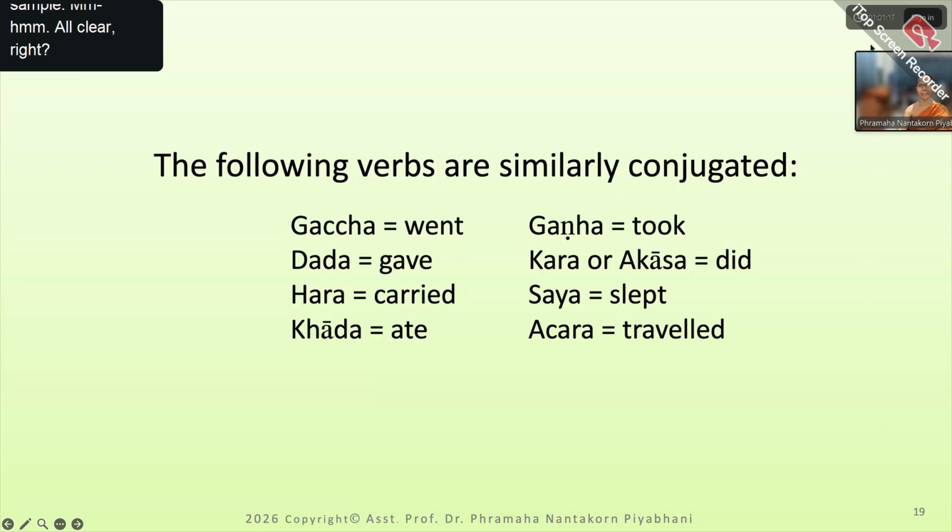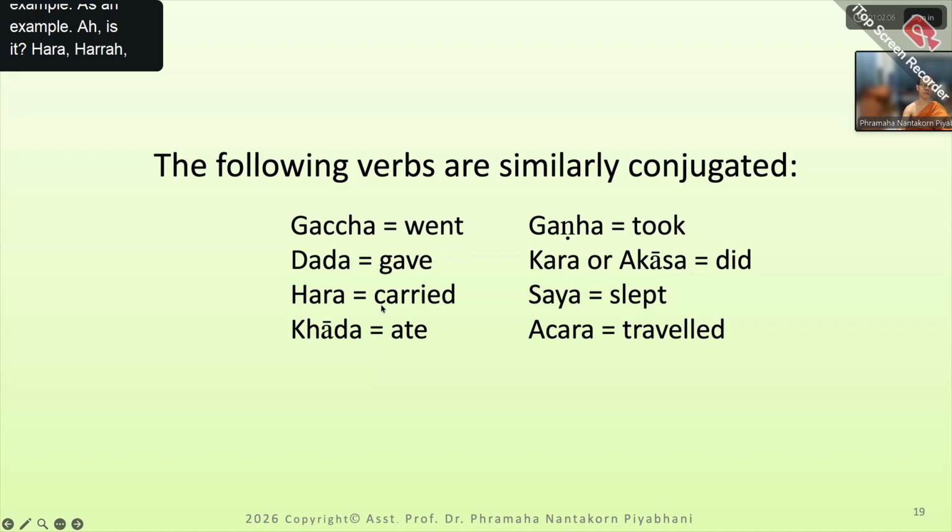All clear, right? No point, all clear. Which root is difficult for you to conjugate? Past tense. Which one? Adele, which one? Kanha or kata or which one? Difficult all. Oh my goodness. Okay, we show you as example.